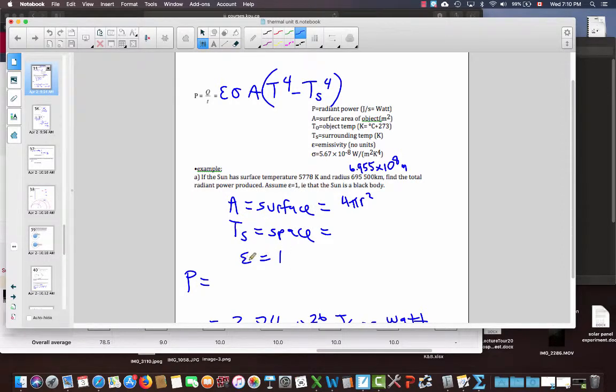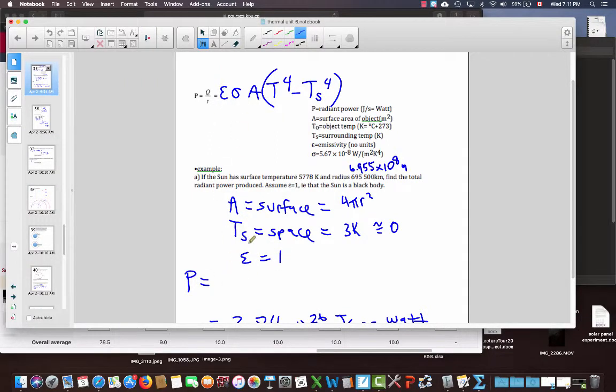Now, for the total radiant power, if we're using the Stefan-Boltzmann law, we need the surroundings, and the surroundings are space. And space is actually at about 3 Kelvin due to the cosmic background radiation, but we'll just take that to be about 0 because it's not going to matter very much with 5778 Kelvin. And finally, the sun and the Earth are quite good black bodies, so we'll take the emissivity to be 1.